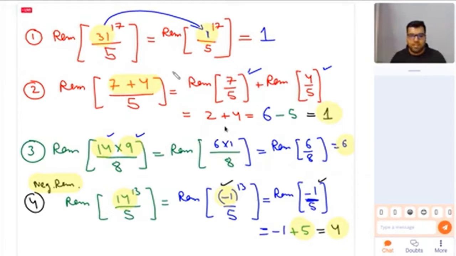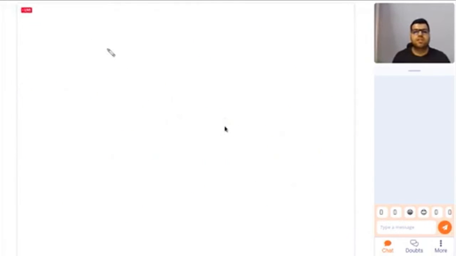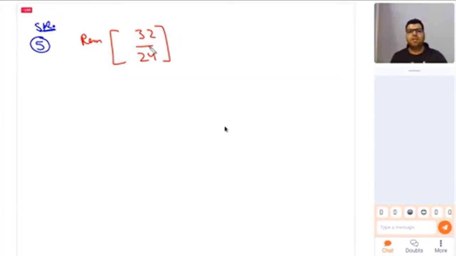Another, fifth, critical property was this. You can say this is a special property. Simple. When I'm using the REM function and I have some dividend, say 32, and the divisor is say 24, we can simply write the answer is 8. The remainder of 32 with 24 is 8.